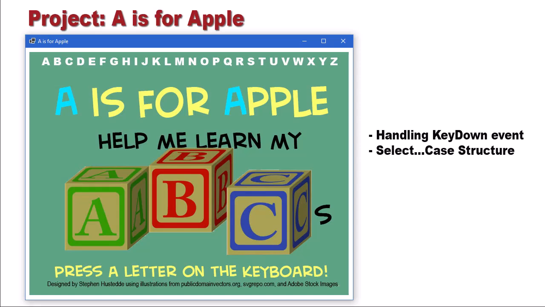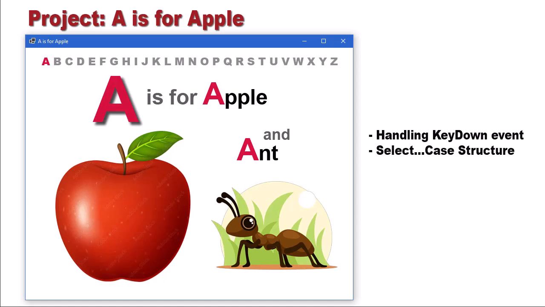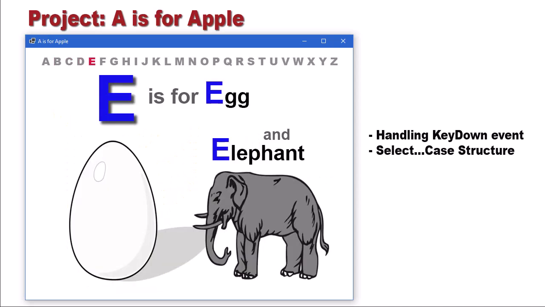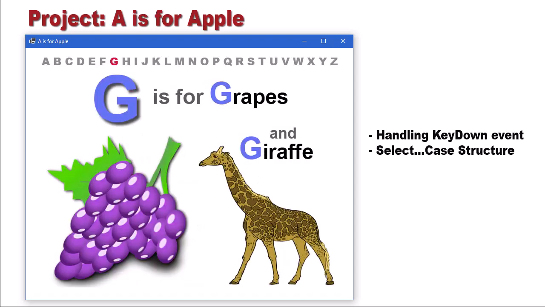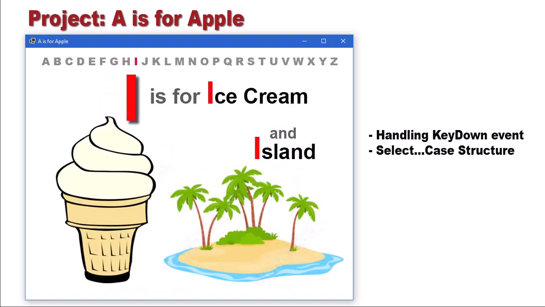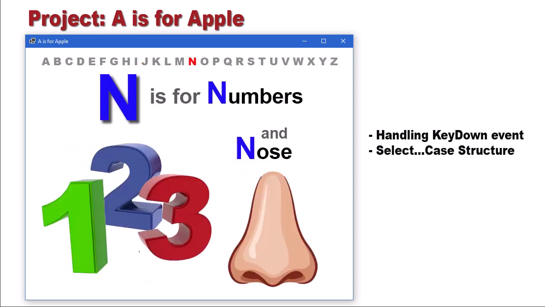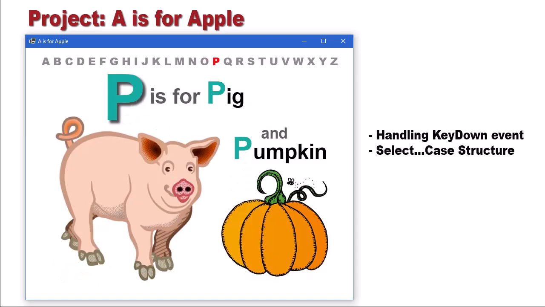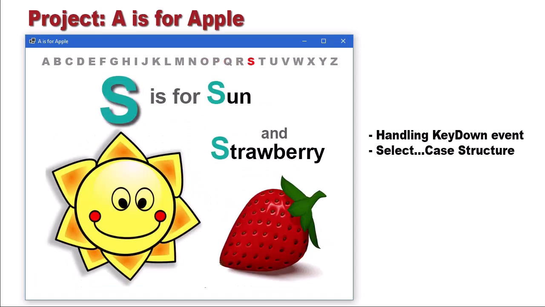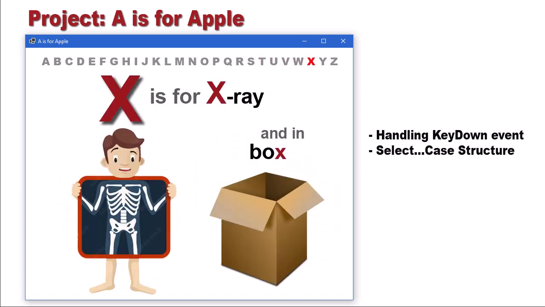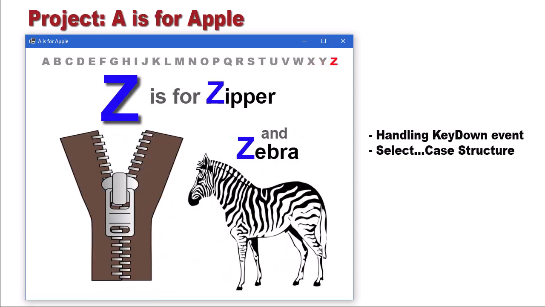Here's the project running in Microsoft Windows. If I press an A on the keyboard, I get the A screen for A is for Apple and Ant, B, C, D, E, F, G, H, I, J, K, L, M, N, O, P, Q, R, S, T, U, V, W, X, Y, and Z.